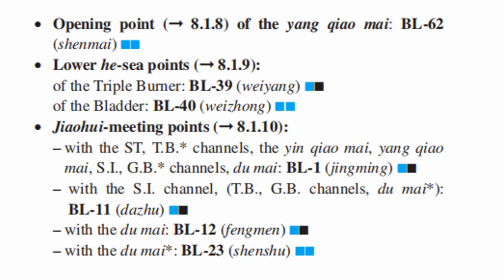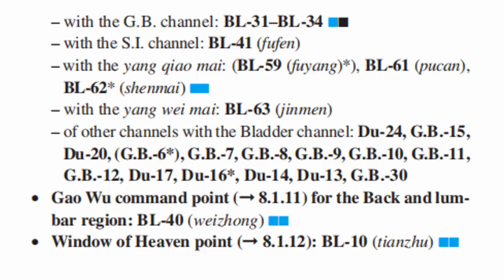Dumai, bladder 1. With small intestine channel, triple burner, gallbladder channel, Dumai, bladder 11. With Dumai, bladder 12. With Dumai, bladder 23. With the gallbladder channel, bladder 31, bladder 34. With small intestine channel, bladder 41. With the Yang Qiaomai, bladder 59, bladder 61, bladder 62. With the Yang Wei Mai, bladder 63.